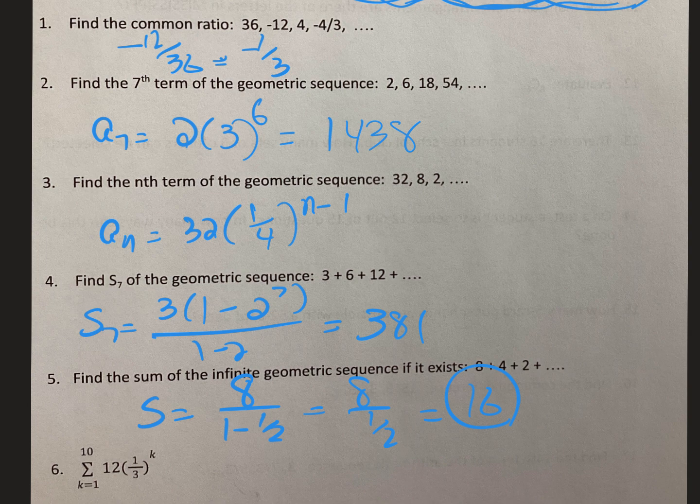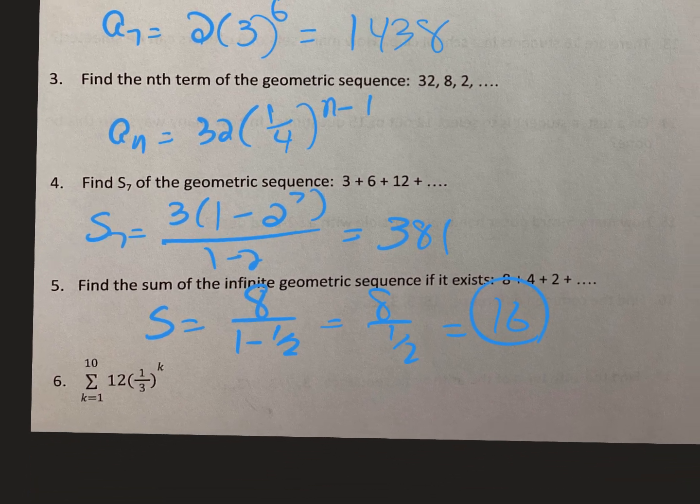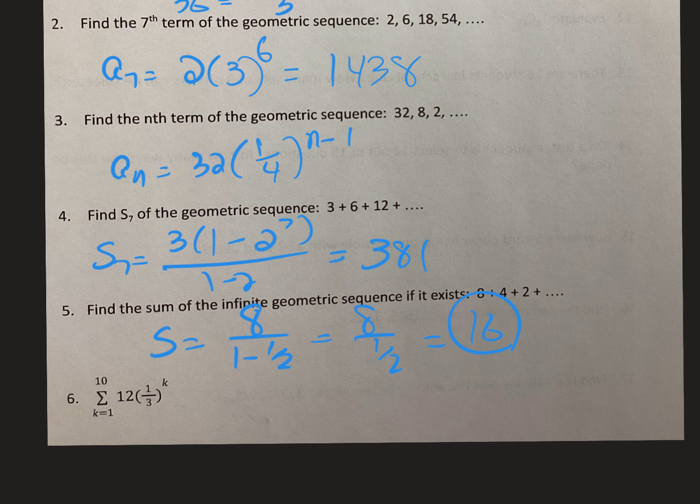And then number 6 is a sigma. Remember, sigma is the best. And we're still geometric here, so I'm going to use this formula again. The first term you get by plugging in the 1, so if I plug in 1, it'd be 12 times 1/3, which is 4. R is always whatever has the exponent, so R is 1/3.